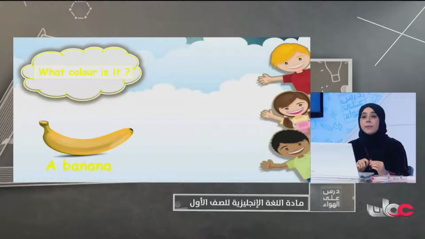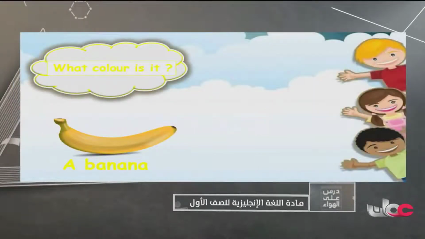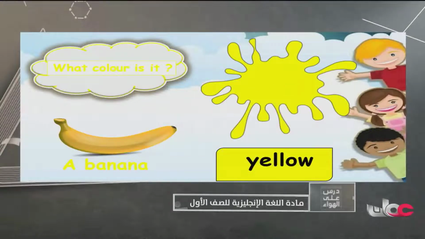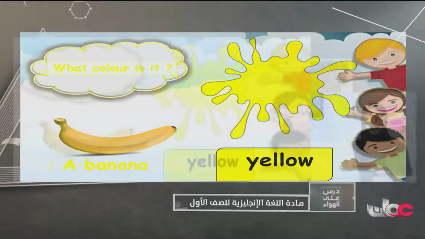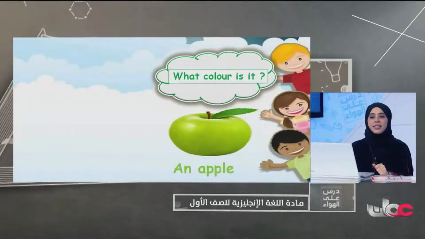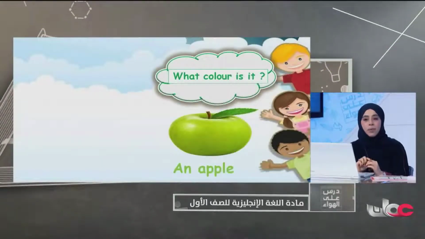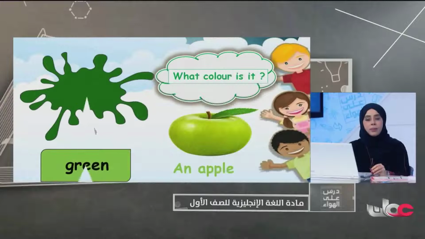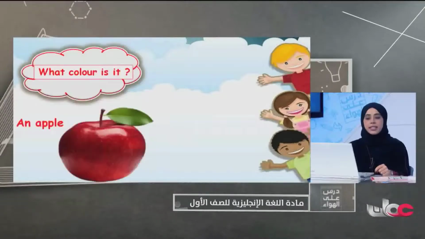Let's move to see what's the next color. Here we can see a banana. Very good, a banana. And what's the color of the banana? Excellent. Yellow. The color is yellow. Well done. Let's see what we have now. An apple. And what's the color of that apple? It's green. The color of the apple is green. Can you please say green color? Green. Well done.